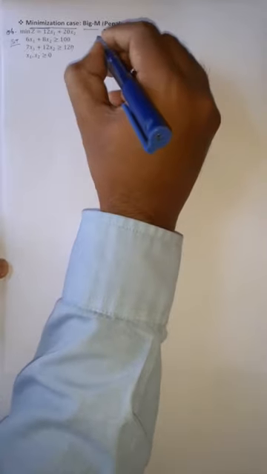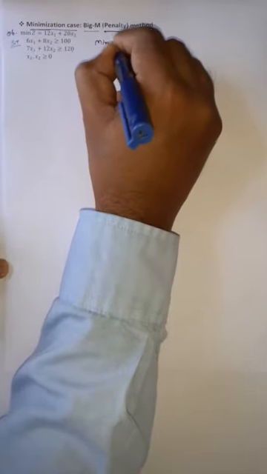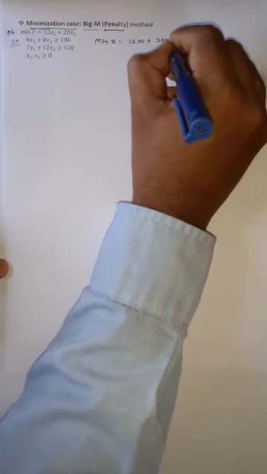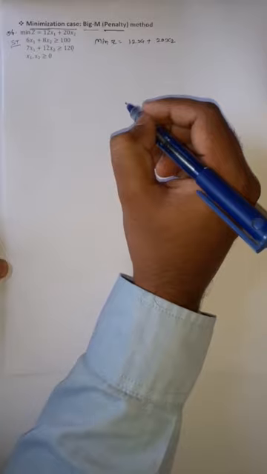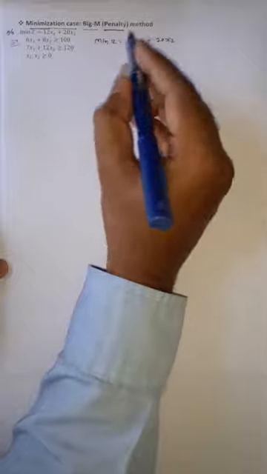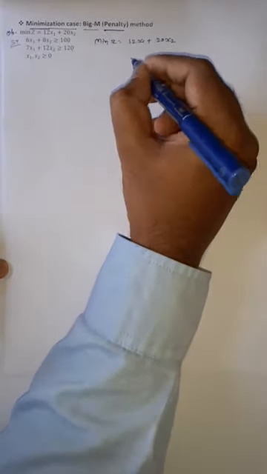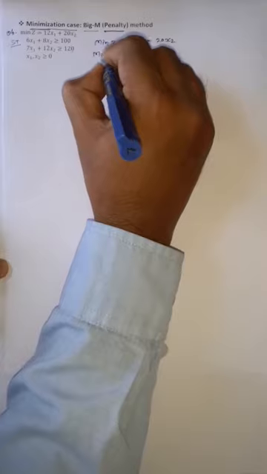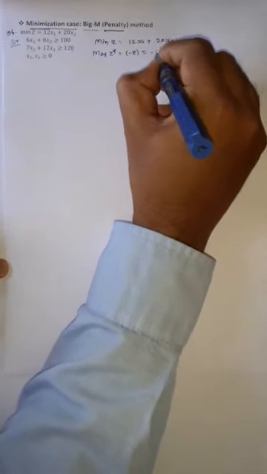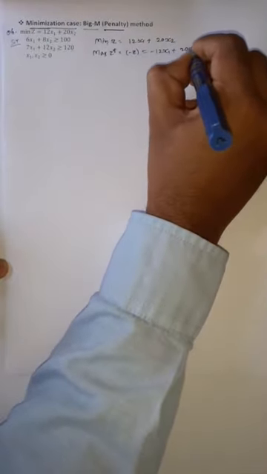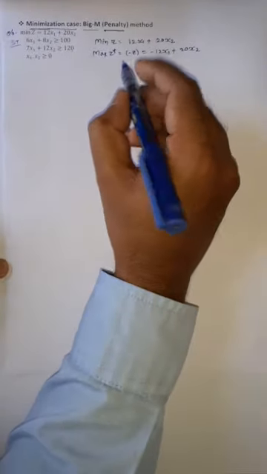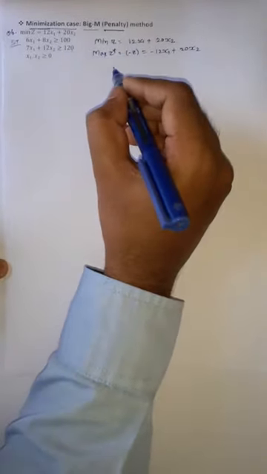The minimization case here is minimize z equal to 12x1 plus 20x2, but we will solve every problem as a maximization case by converting this minimization into a maximization, multiplying by -1 on both sides. Say maximize z star equal to minus of minimize z, equal to minus 12x1 minus 20x2, and now we will convert all the constraints, these two constraints, into equation form.